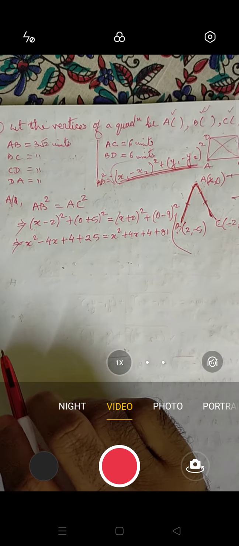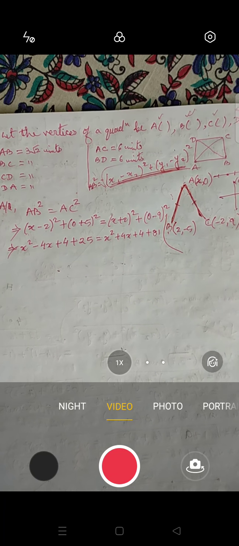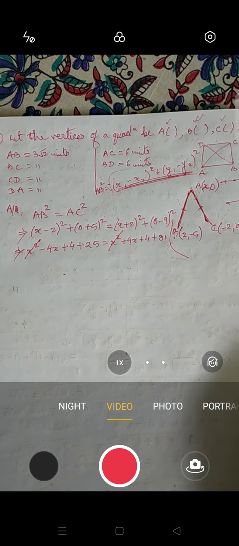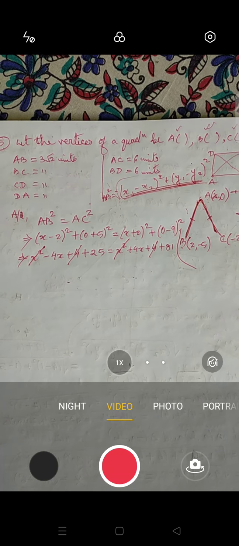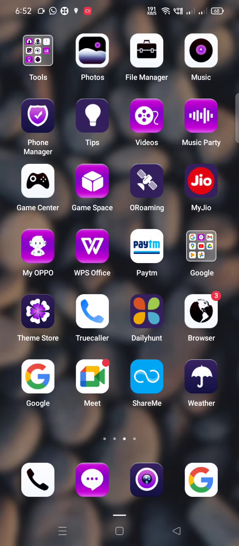Now many a time I have told you that whenever you are having the same thing on the opposite side, that can be cancelled. So this x square and this x square can be cancelled. This 4 and this 4 can be cancelled. They are having the same number, same sign. Now this minus 4x and this plus 4x cannot be cancelled because they are having opposite sign. Okay. So that's why I am not cancelling this one.